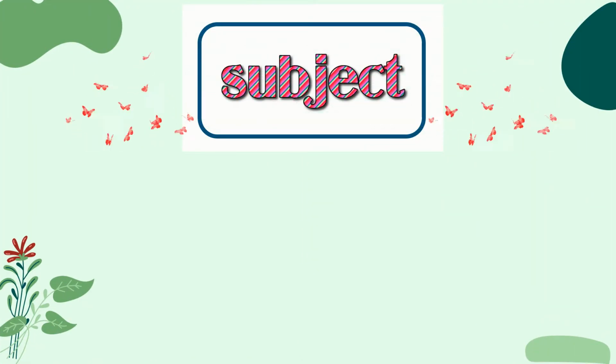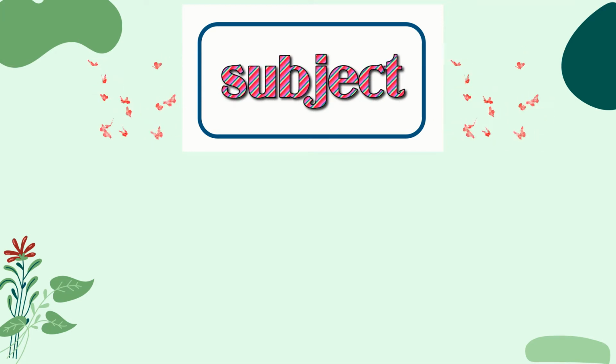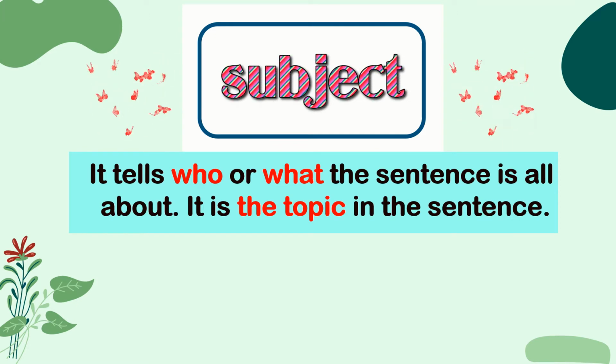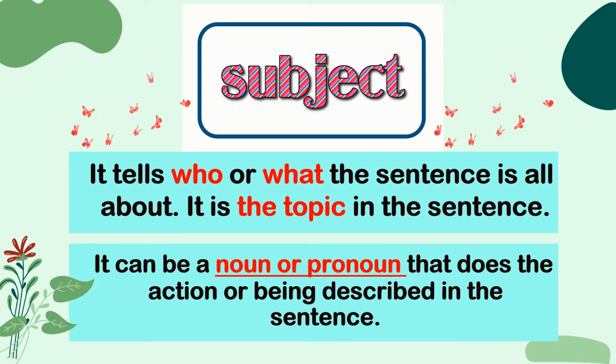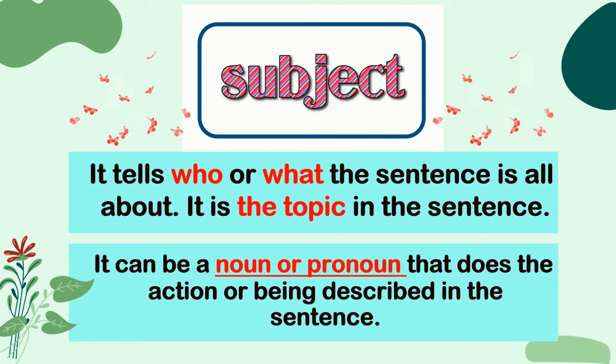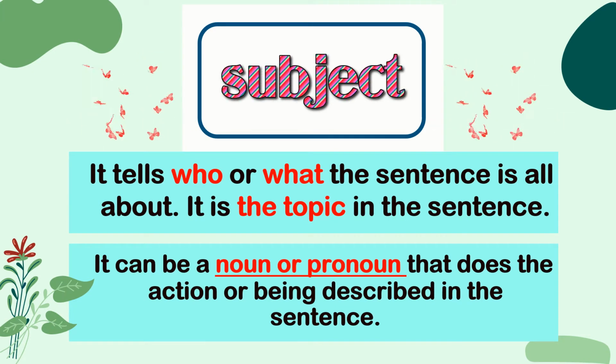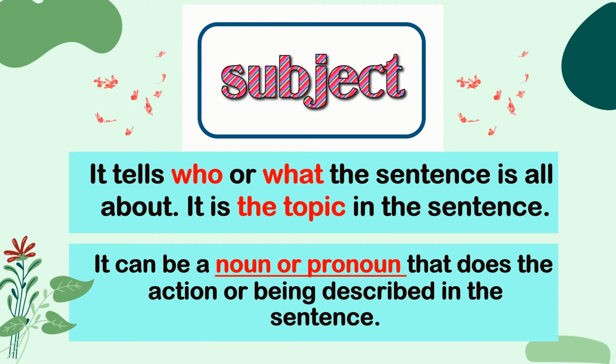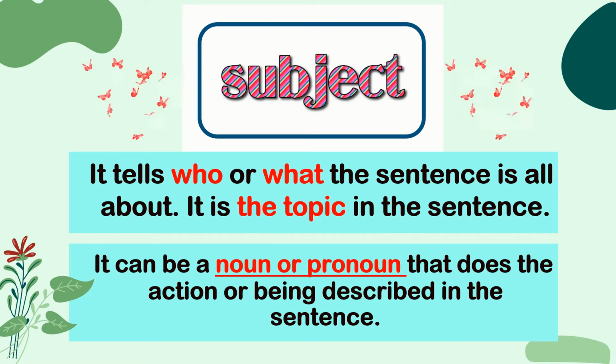Let us discuss first the part that we call the subject. So what do we mean by subject? The subject in the sentence tells who or what the sentence is all about. It is the topic in the sentence. It can be a noun or pronoun that does the action or the one being described in the sentence. So basically, the subject is what the sentence is all about.